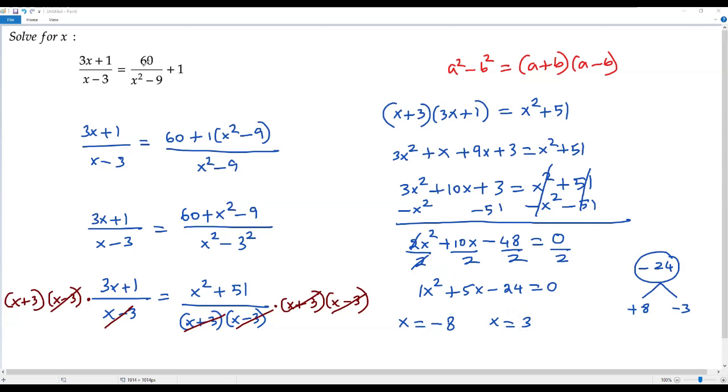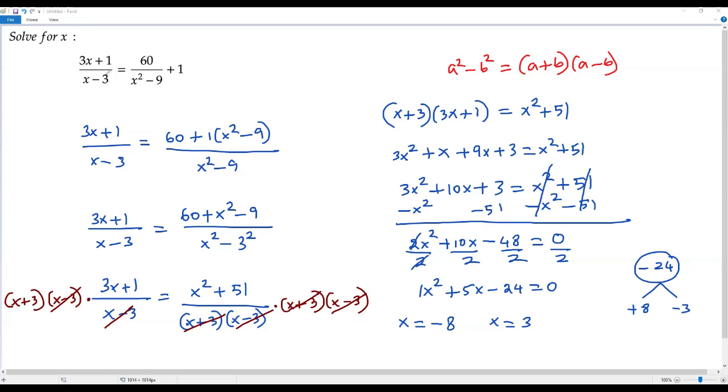Whenever we solve rational equations, all the values we get for the variable cannot be considered valid solutions. Always we have to check the values we get for x with the given equation. So if we take the first value of x, negative 8, we have to check whether there is any chance for the denominator over here to become 0. Because if the denominator becomes 0, the value of the fraction will become undefined. So that particular value of x cannot be considered a valid solution. So it's an extraneous solution, that is, an invalid solution.